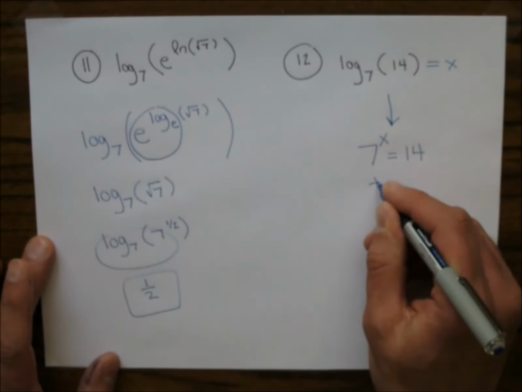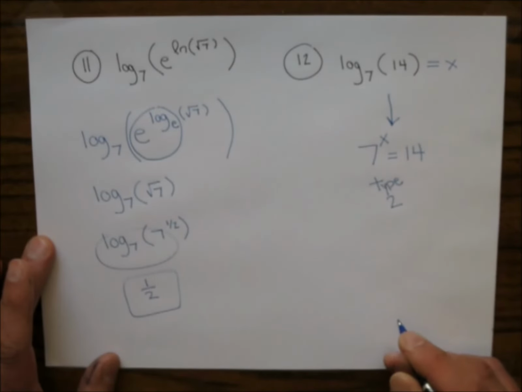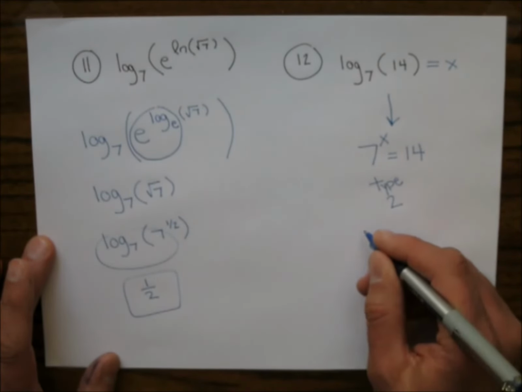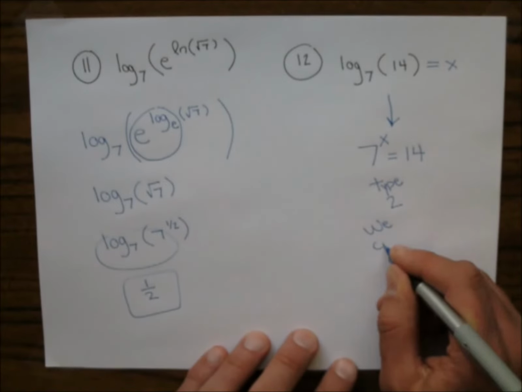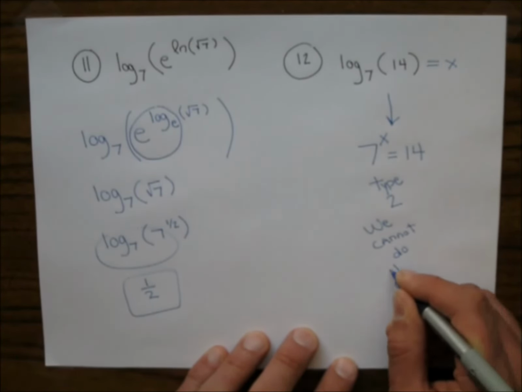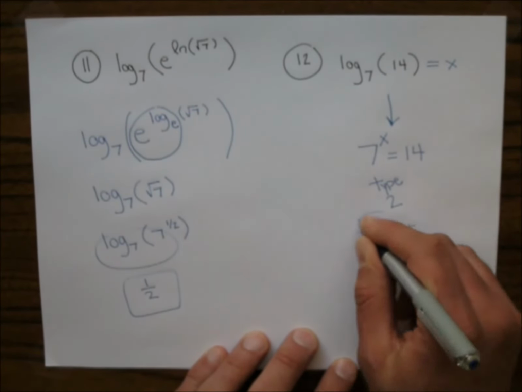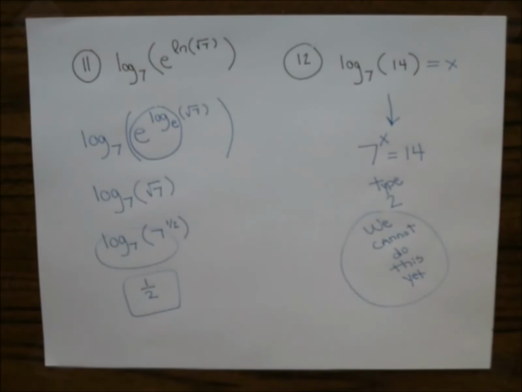This happens to be a type 2 exponential equation, so we cannot do this yet. Okay, that's kind of a weak answer. It is what it is.